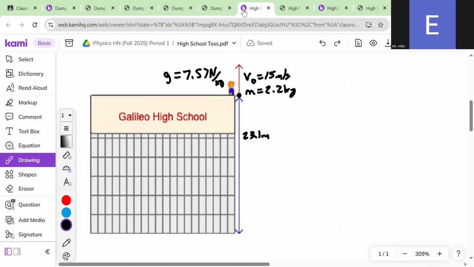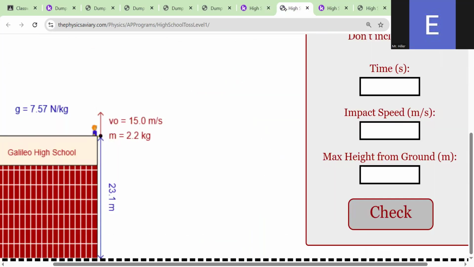All right, so we have our information. We have to find the time it takes to be in the air. We have to find the impact speed when it lands, and we have to find the max height from the ground. We're going to treat the max height from the ground as a completely separate problem, and I'll show you why.